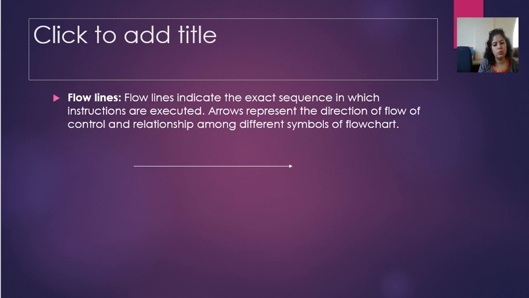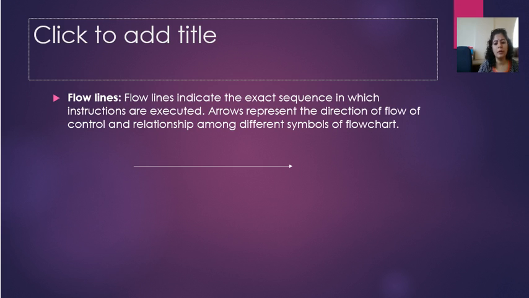Next is arrow. Different types of arrows are available in a flowchart, and we also call them flow lines. Now why are they known as flow lines? Because flow lines indicate the exact sequence in which the instructions are executed. So if we have a downwards flow line, it indicates that we are moving from top to bottom. Arrows are used to indicate the direction of flow in a flowchart.